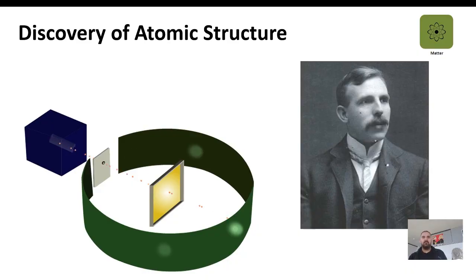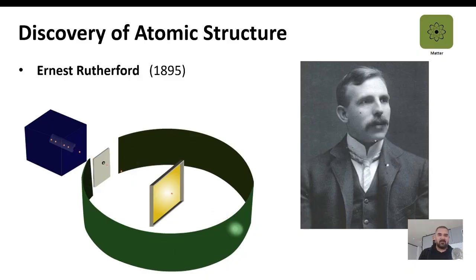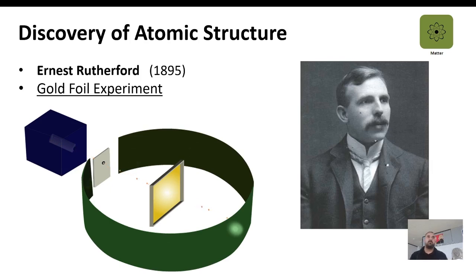Let's keep going. Next up, we got my boy Ernest Rutherford. Go ahead and write his name. And he came up with the gold foil experiment. All right, so here's what Ernest Rutherford did. He got this photolithic paper.